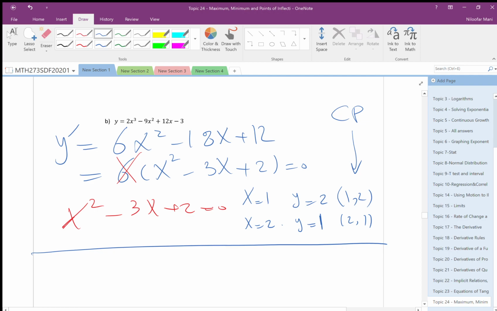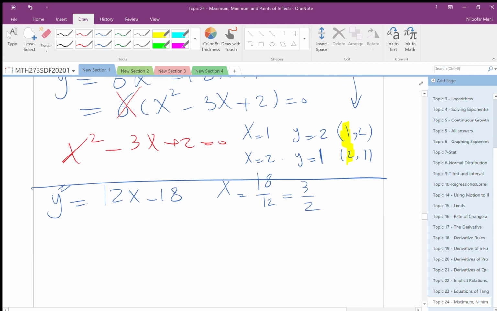First derivative is 0 at x, of course, but you have to find y because those points are on the graph. So we don't just talk about x. How about second derivative? Second derivative is 12x minus 18. So x is 18 divided by 12, which is 3 over 2, 1.5. Okay, so second derivative at 3 over 2 is 0.